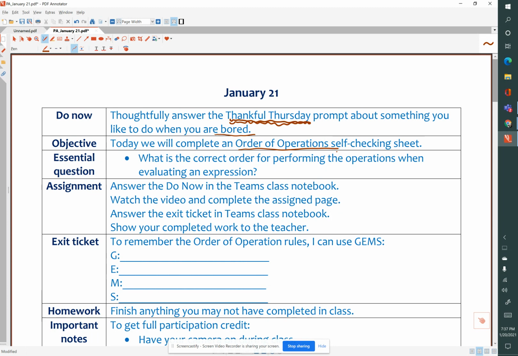Our essential question: what is the correct order for performing the operations when evaluating an expression? And our assignment, so we've talked about our do now, our objective, our essential question. Our assignment is we do our do now in the Teams class notebook. We'll watch this video and complete the page, and then we'll answer the exit ticket question. And please remember, show me your work. That really helps me know what to teach the next day, and it helps guide my lesson. So I appreciate that from you.